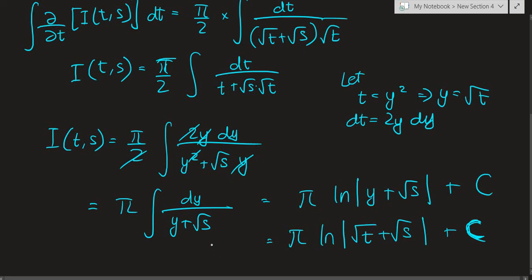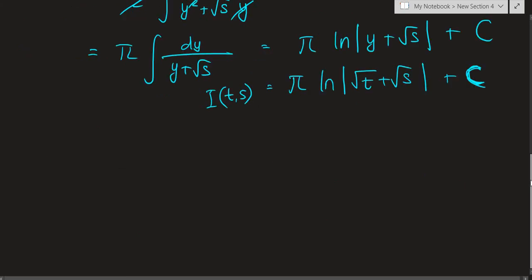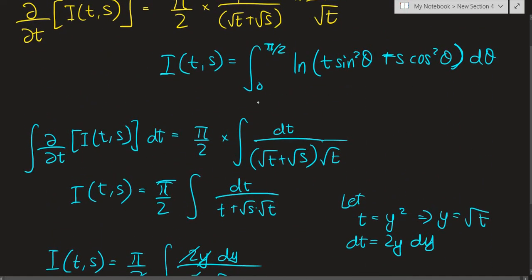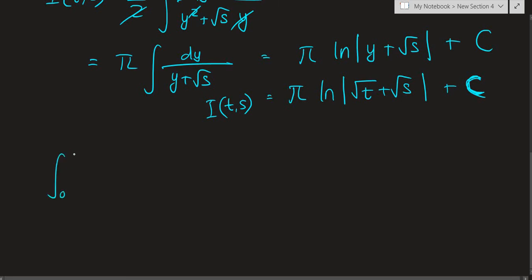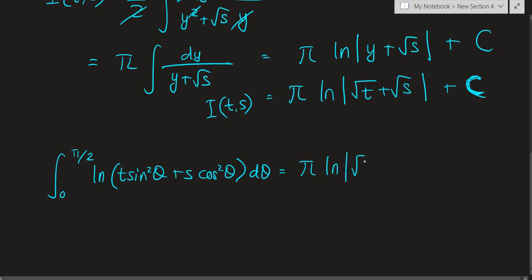So this is basically an expression for I(t, s), along with the constant of integration, which we need to get rid of soon. But one great point worth noticing is that this I(t, s) is exactly equal to the I(t, s) which we originally defined, right? Basically this double parameterized integral. So let's set them equal to each other because they indeed are equal. So now we have the integral from 0 to π/2 of natural log of t times sine squared theta plus s times cosine squared theta d theta being equal to π times the natural log of square root of t plus square root of s, plus c.